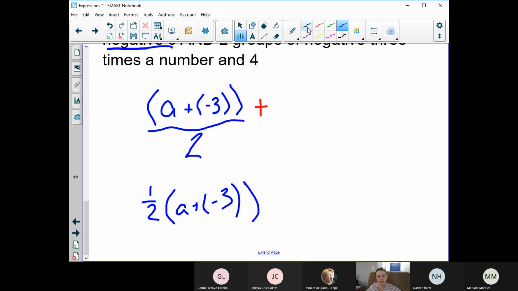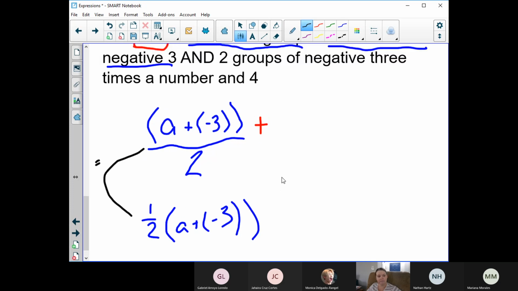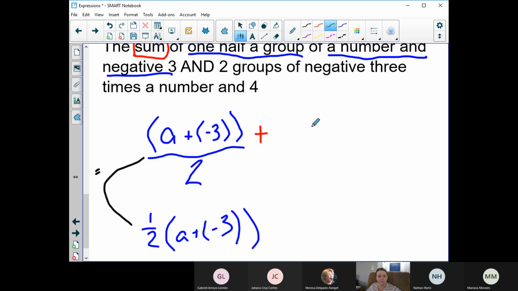These two things right here, these two expressions are equal. Okay, they are the same expression written 2 different ways. So we can either write it as divided by 2 or multiply by 1/2. Means the same thing. 2 groups of -3 times a number and 4. So -3 times a number and 4. How am I going to write that?